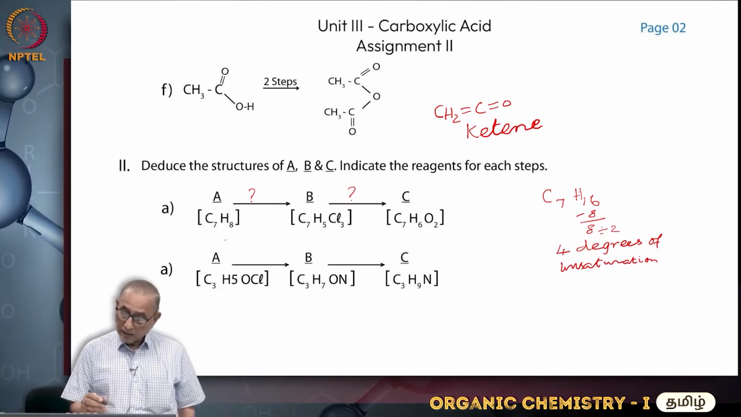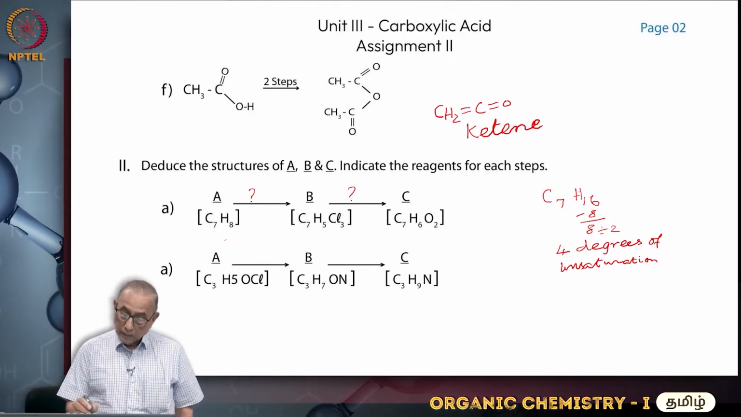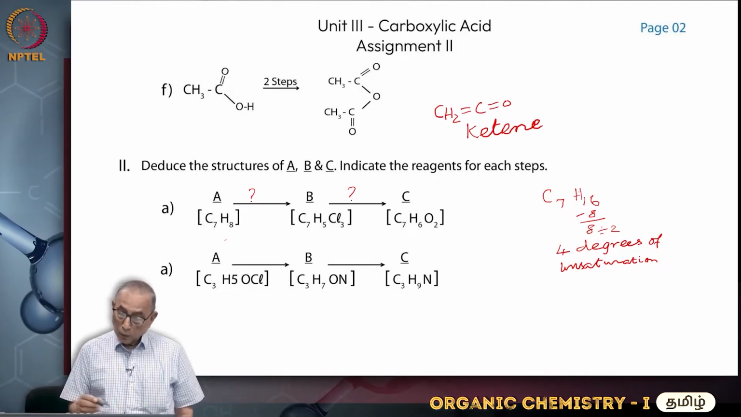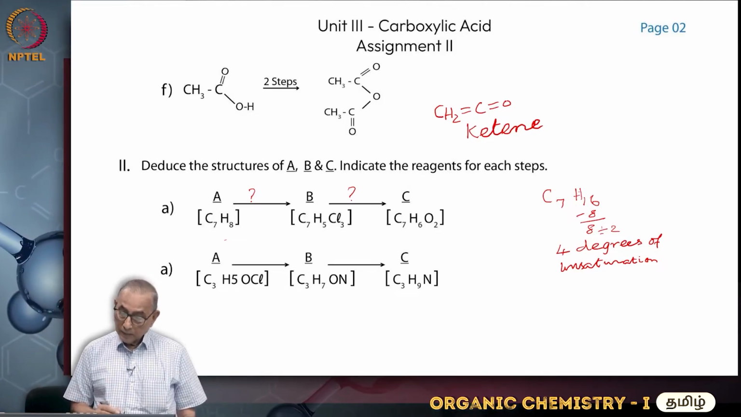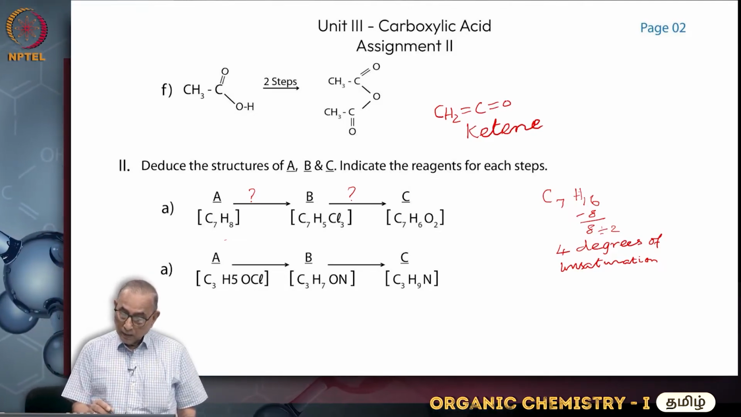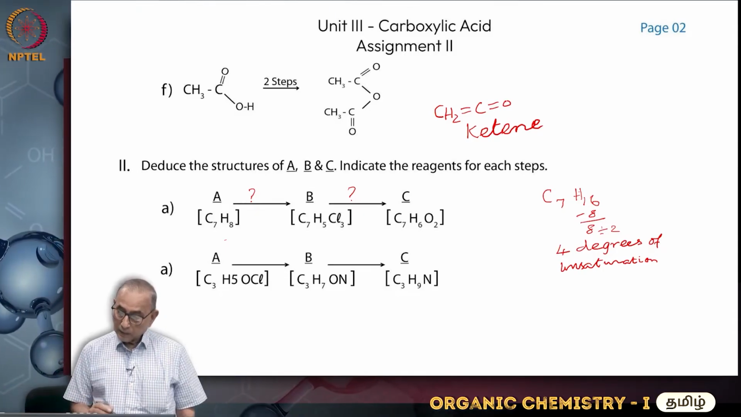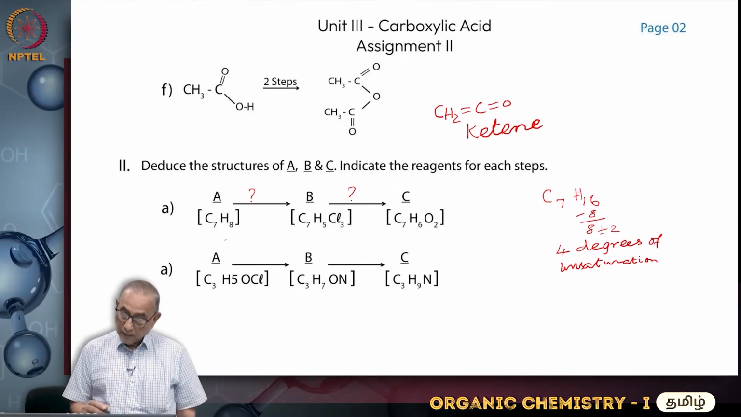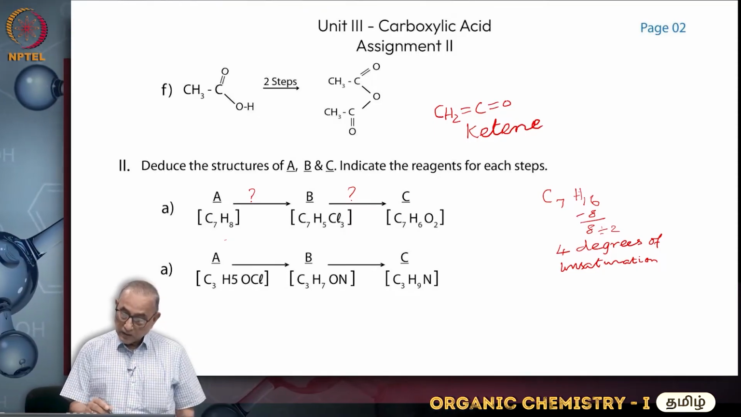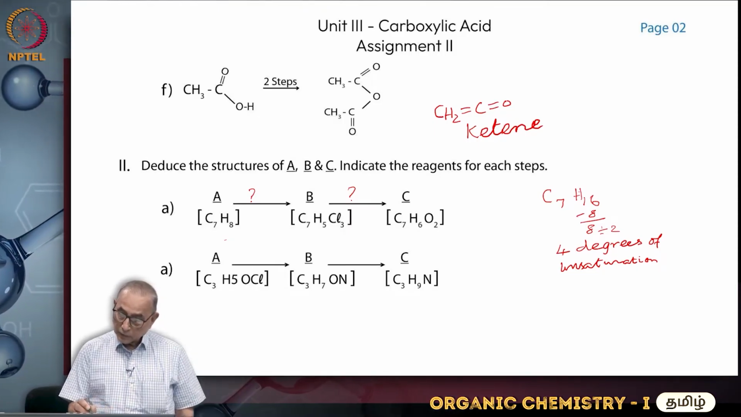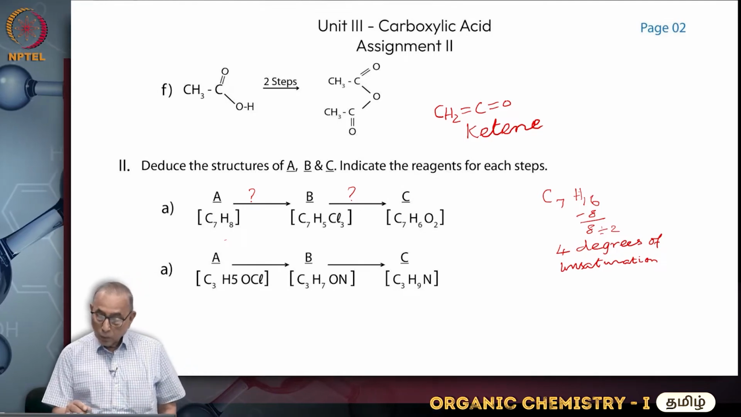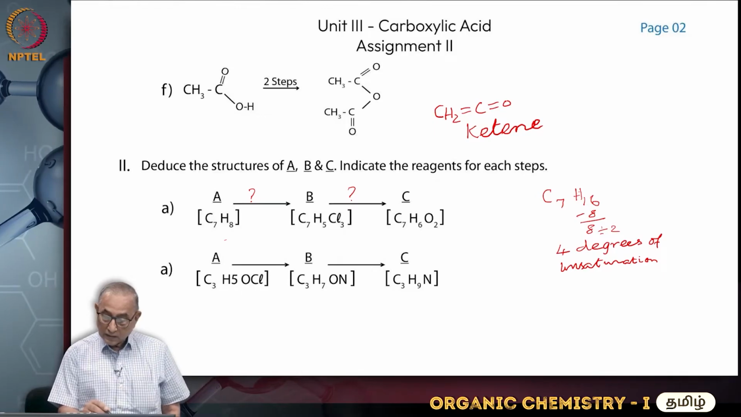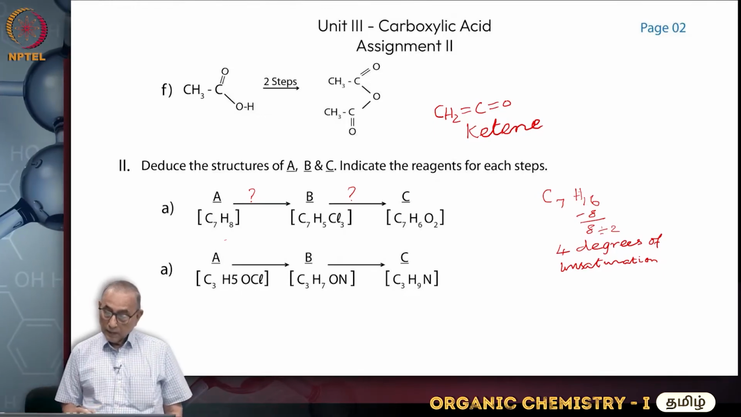So this C7H8, if it becomes C7H5Cl3, 3 chlorines have been substituted. These 3 chlorines have replaced 3 hydrogens. So this is the reaction. If you have a reaction in which C7H8 is converted to C7H5Cl3, the 3 chlorines have replaced the 3 hydrogens that were originally present here.